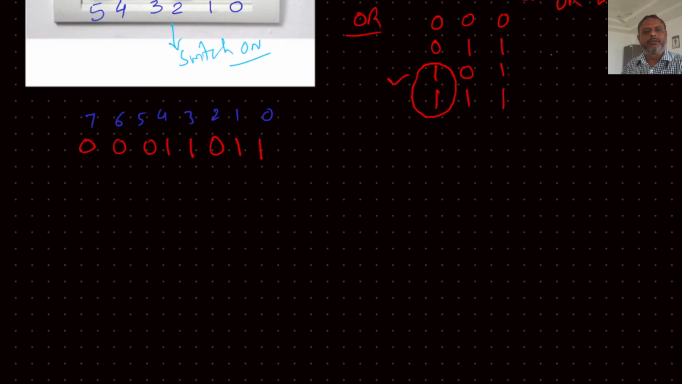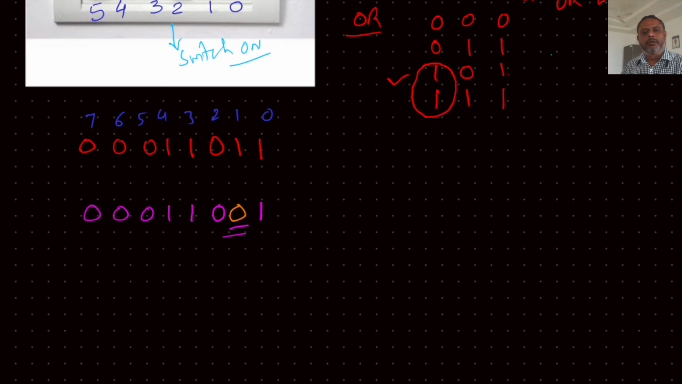So that means we want the others to remain as they are. So 7 should remain 0, 5 should remain 0, 4 should remain 1, 3 should remain 1, 2 should remain 0 only. 1 should become 0 and 0 should remain 1 as it is. So there only one change you want to see here.